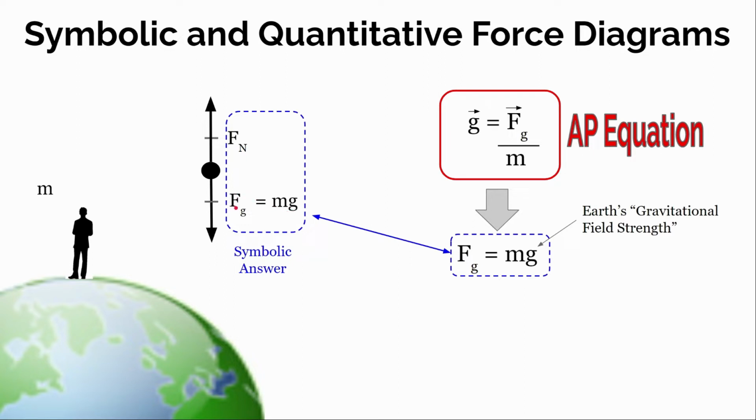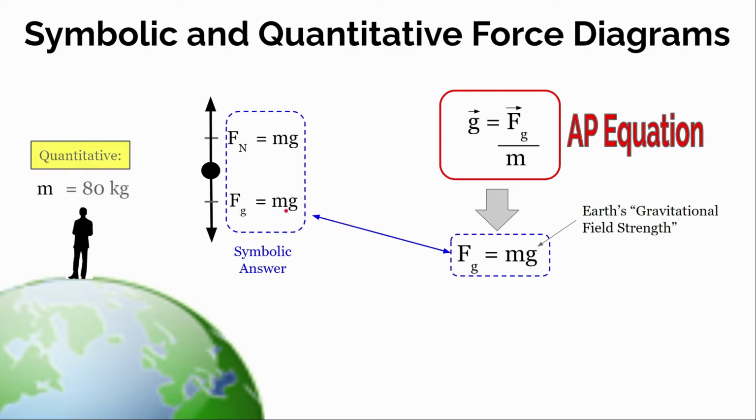And since the force of gravity is the same size as the normal force because the person is at rest, that means the symbolic answer for how big the normal force is also m times g. That's not true in all cases. That's just true in this case that the normal force is equal to mg because it's equal to the force of gravity.